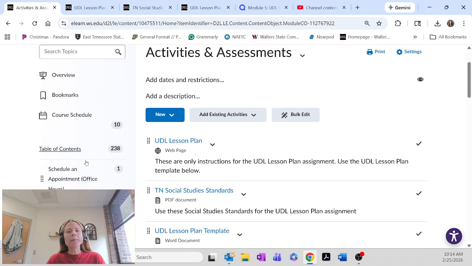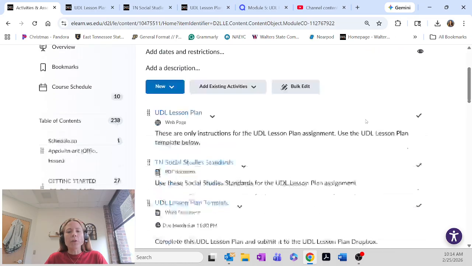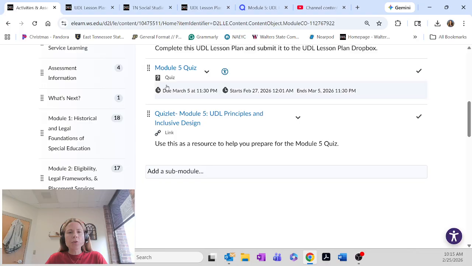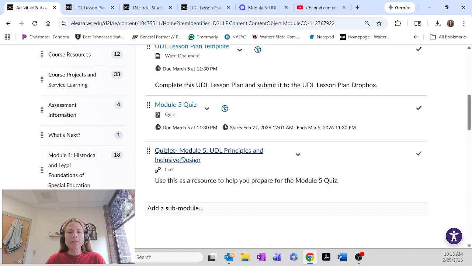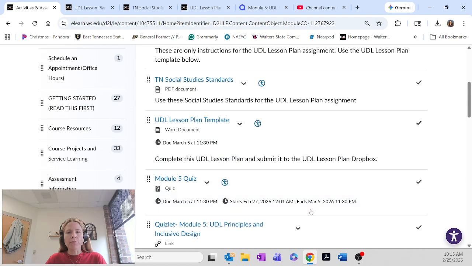Now, how are you going to be assessed this week? Well, you will do two things. The first thing is you're going to be taking your Module 5 quiz. Now, remember, quizzes are different than exams. You can take them multiple times during that window. When the window closes, I will take the highest attempt's grade. And I did include here for you a little Quizlet to test you on UDL principles. It's a great resource to help you prepare for the Module 5 quiz, so I would suggest doing that before you take the Module 5 quiz.